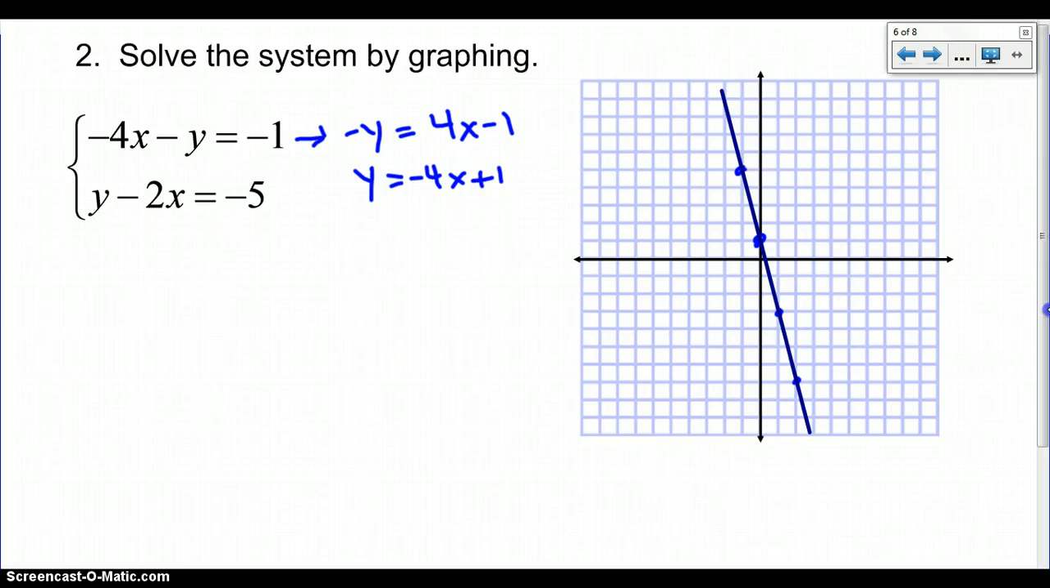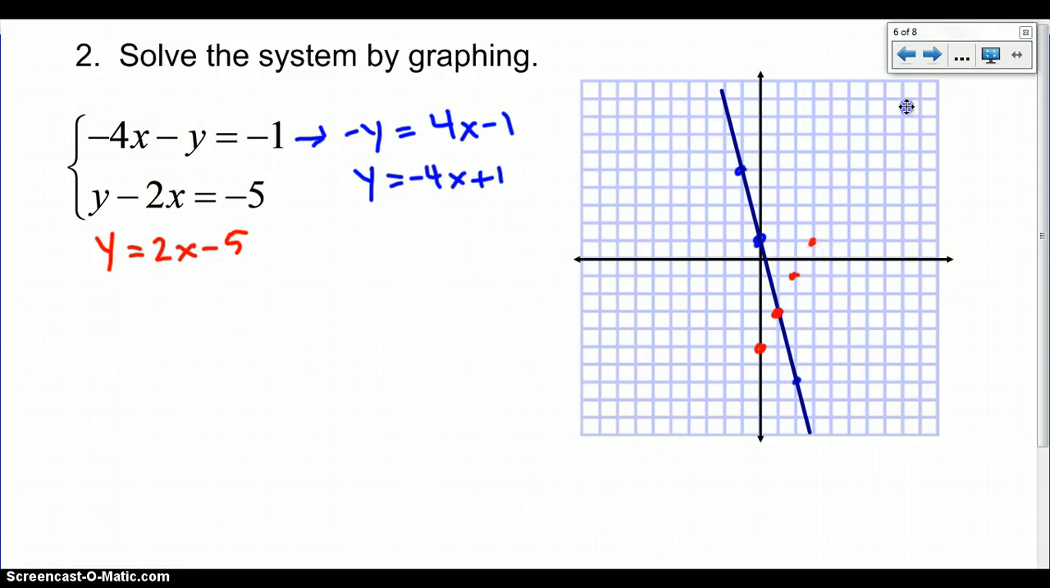Let's take a look then at the second equation, y minus 2x equals -5. I'm going to add 2x to each side. And let's take a look at this. The slope is 2. The y-intercept is where I want to start, though, at -5. And then we can apply that slope.